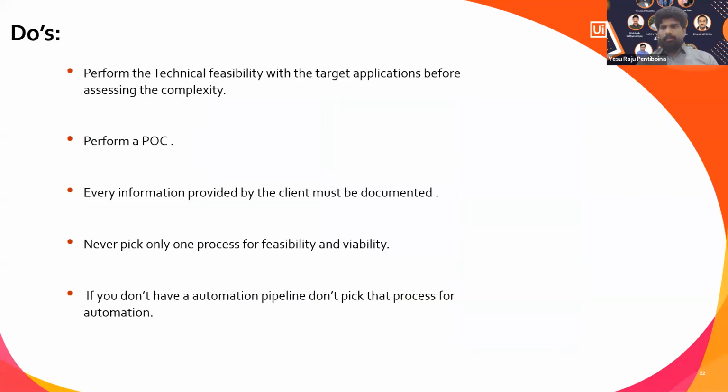Moving on to the next one. Each and every process, maybe not for automation, in common terms, has some do's and don'ts. Similarly, we have do's and don'ts for automation while picking a process. The first one: before picking any process, as a solution architect, first you have to do the technical feasibility. Why technical feasibility? You are not sure how the client application might behave. Sometimes you feel, okay, it looks like a web application, it can be automated. Don't assume. Don't go for assumptions.